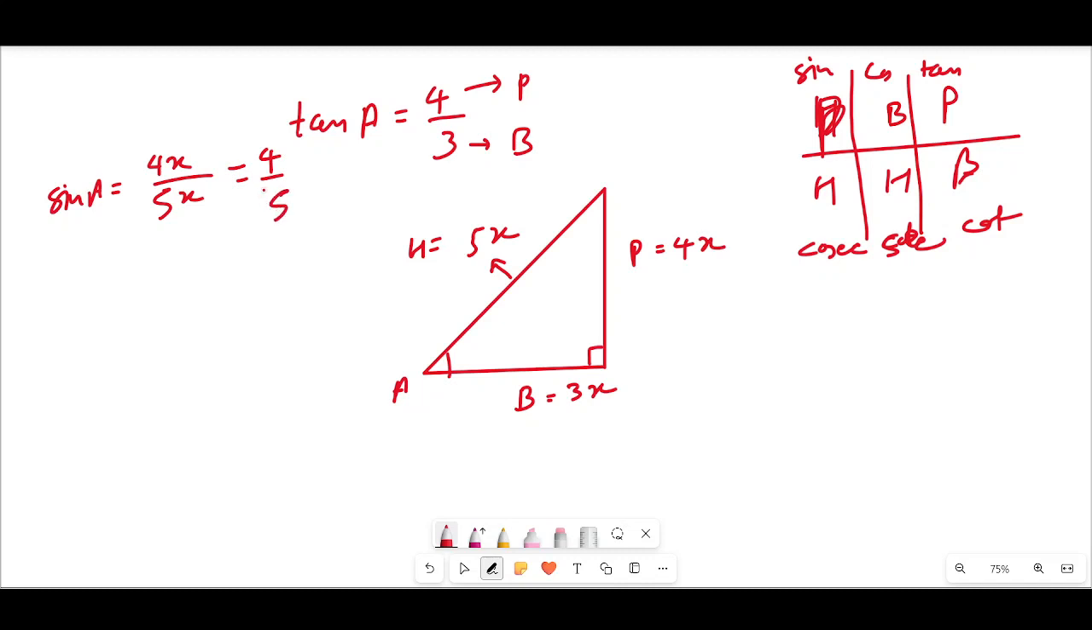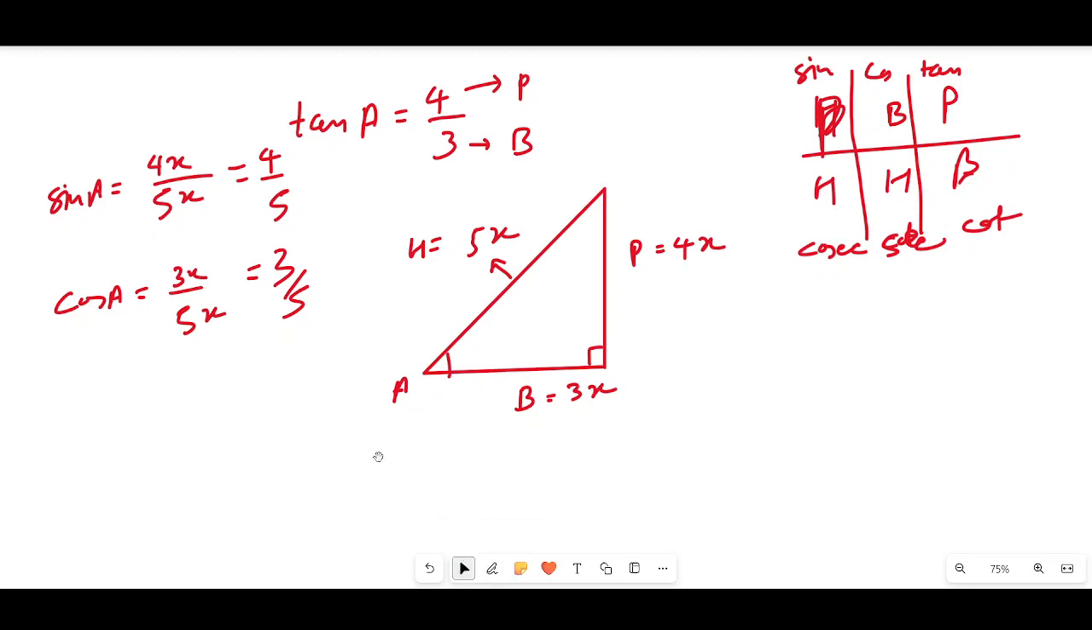That is the value of sine A. Now, what is the value of cos A? This by this, 3x by 5x, so 3 by 5 as the ratio. If we reverse, we get cosec, sec and cot. Now, with the help of the Pythagoras theorem, we are able to find the hypotenuse, perpendicular and base. This is also known as the Baudhayana theorem.